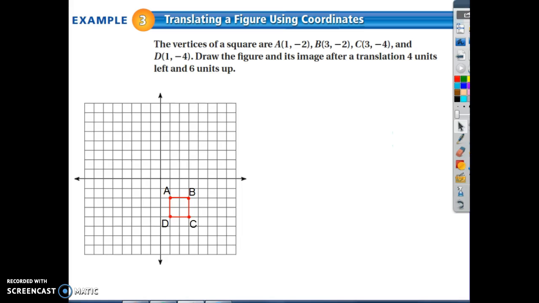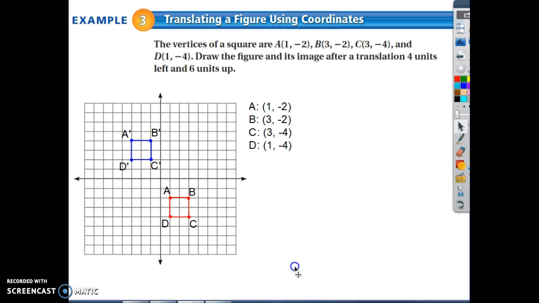Here I have plotted my square with the coordinates A, B, C, D. If I look on my graph and simply count the translation of 4 units left, 6 units up, I would take my A, count 1, 2, 3, 4 units to the left, and then 1, 2, 3, 4, 5, 6 units up, and I should have an A coordinate here. That would be my A prime. I can do that with all the other 3 vertices, and my square would now be located here in the top left quadrant, or the second quadrant of my coordinate plane.